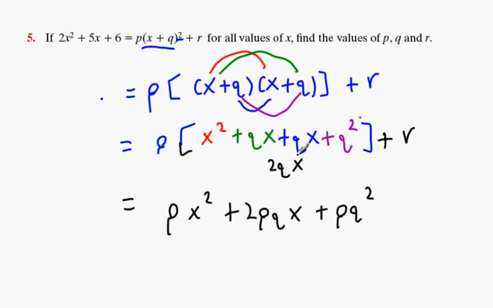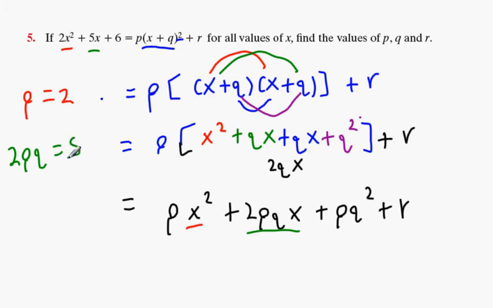Okay. Next we're going to divide this up into three types of terms. You have your x squareds, and the coefficient of x squared means p is going to be equal to 2. The next one is going to be 5x, so now you know that 2pq must equal 5.